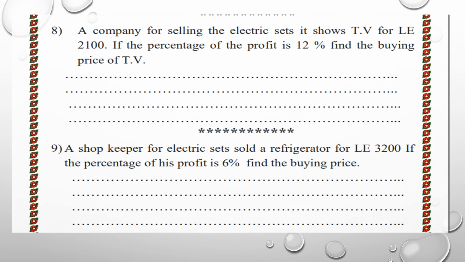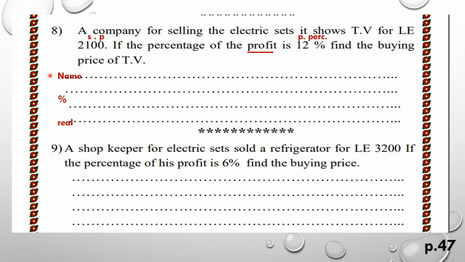Page 47, number 8. A company selling electric sets sells a TV for LE 2,100. So this is selling price. If the percentage of the profit is 12%, here is our keyword, which is profit. And here is the profit percentage, 12. Find the buying price. Buying price means cost price.